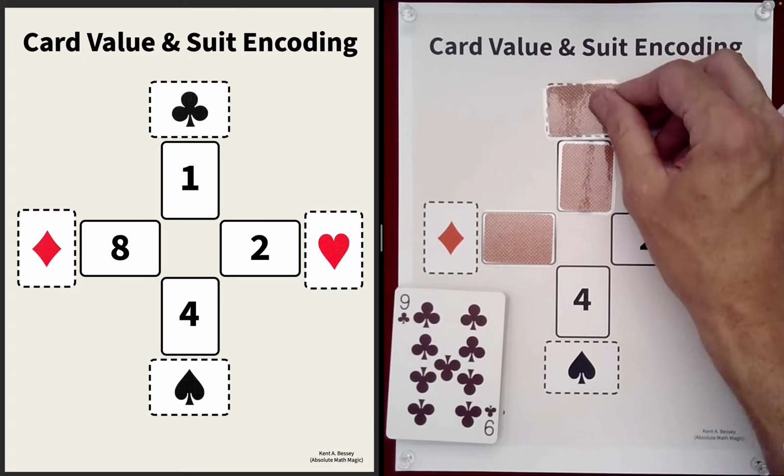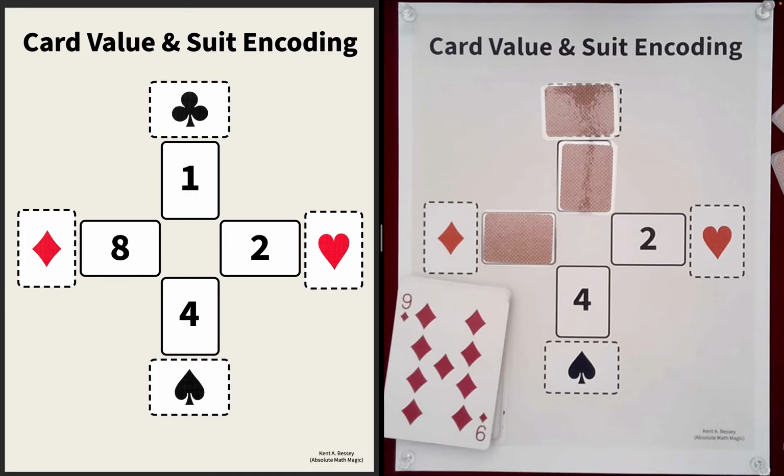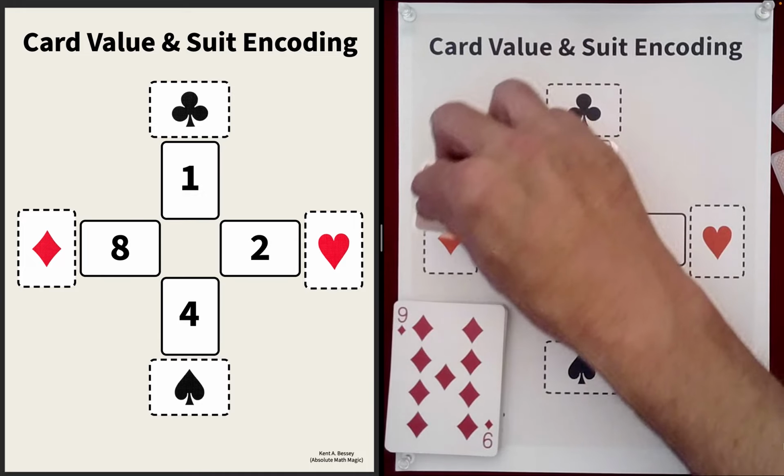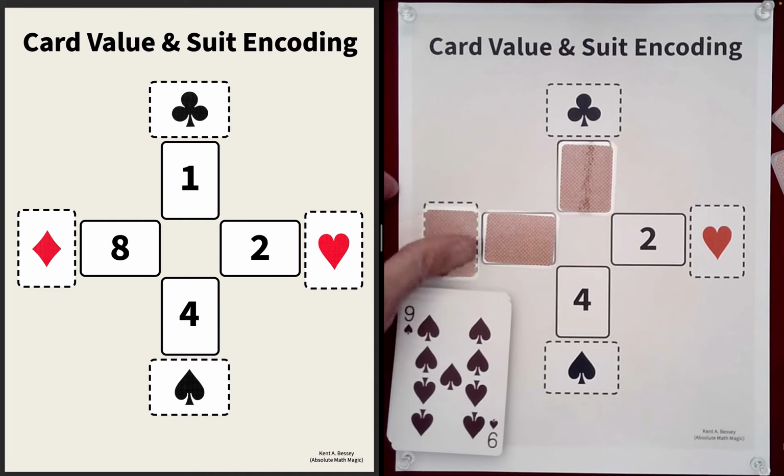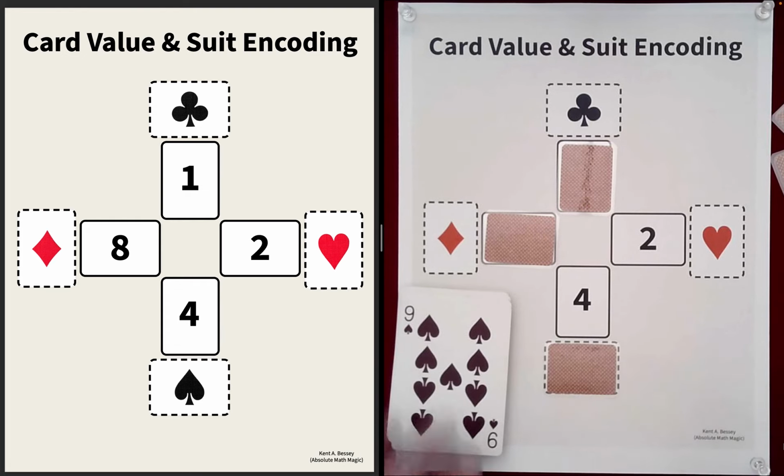And of course, having this card up here, 9 of clubs. 9 of diamonds, this would just move down here. 9 of spades, this little guy would move right there.